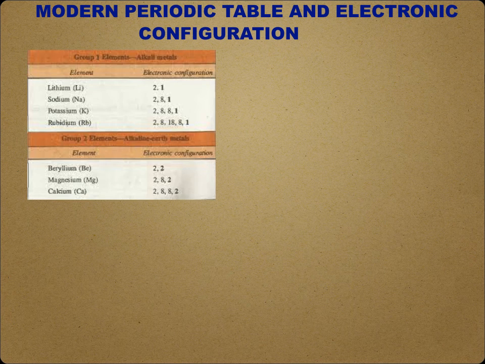Now we shall see the modern table and electronic configuration. You will find that the number of valence electrons in all the elements of group 1, that is, the family of alkali metals, is the same. Similarly, if you look at the elements from any other group, you will find the number of valence electrons to be the same.